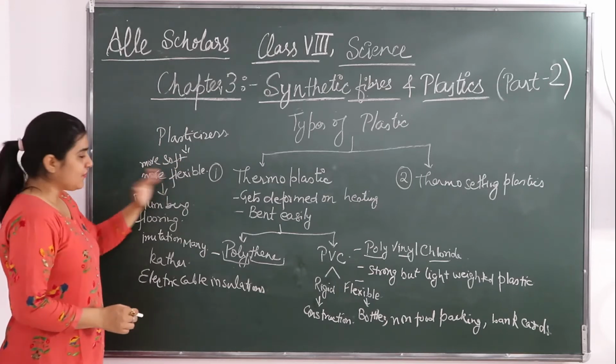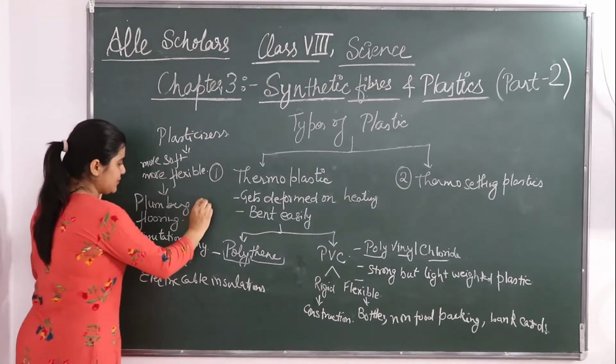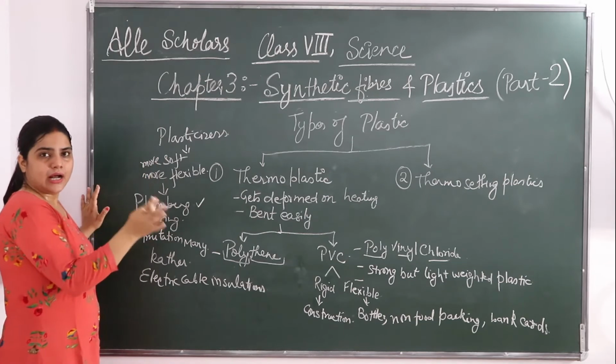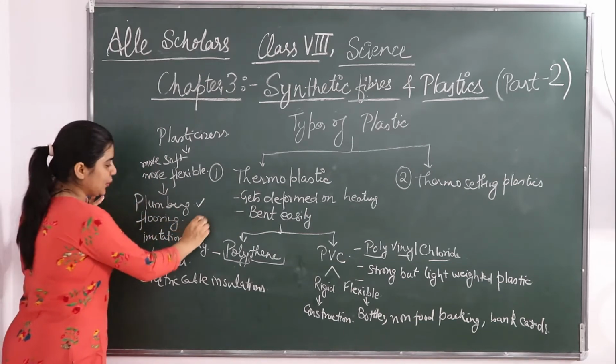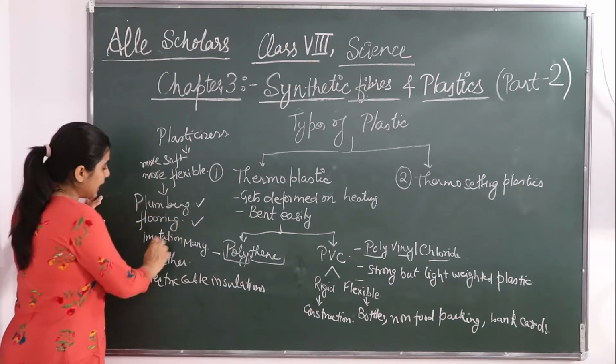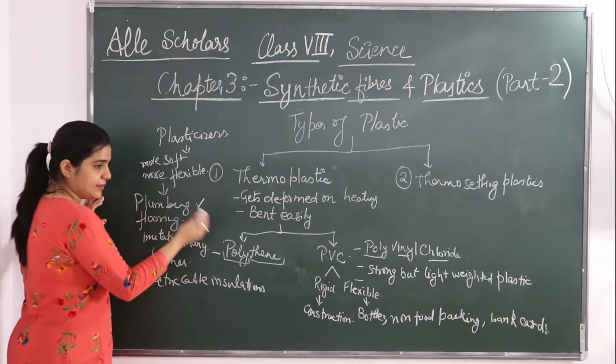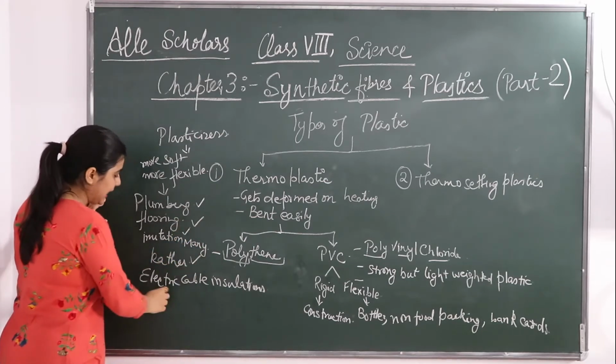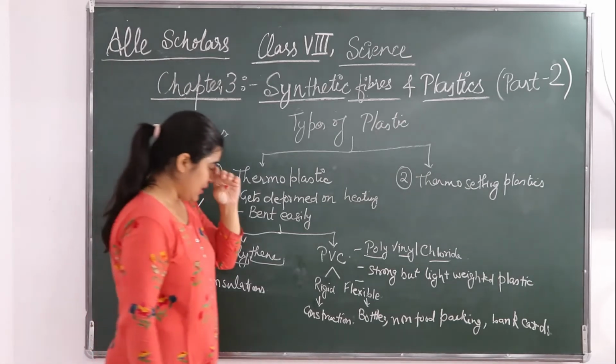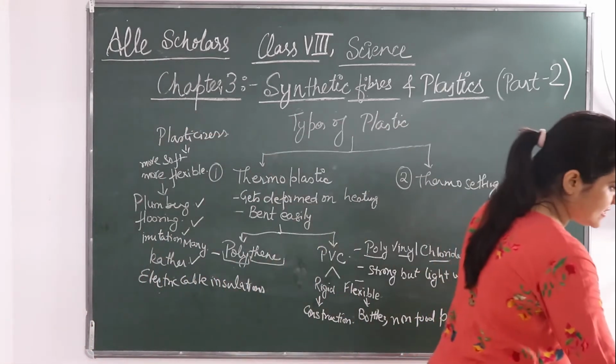Like this, there are so many things where these plasticizers, when added to this plastic, make it more soft, more flexible, and that can be used in plumbing. जो plumbing का काम होता है घर में उसमें यूज कर सकते हैं. Flooring, जो floors बनते हैं, imitations में, different imitations में, leather making में, electric cables, insulations में. Okay, this was about PVC.